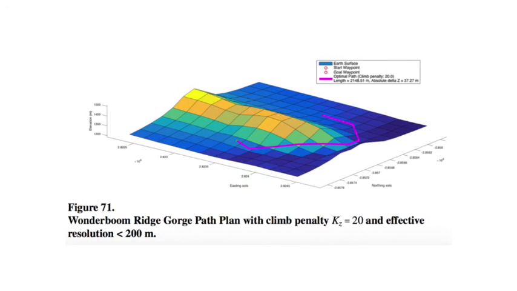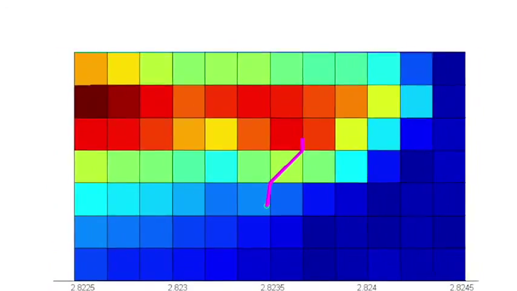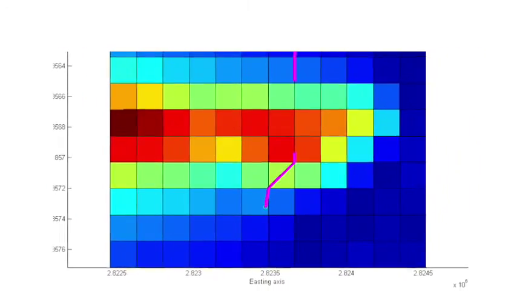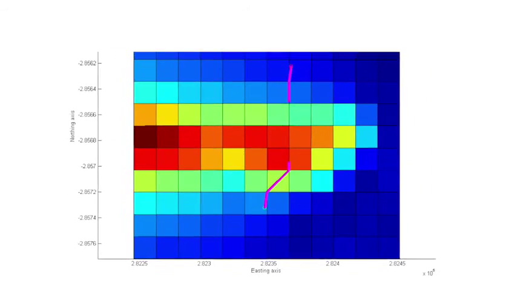Increasing the climb penalty factor KZ from 0 to 20 increased the total path distance by about 62%, but decreased the loss in energy from climb by 76.2%. So the first path shows a path plan that simply takes the UAV straight over the ridge for the shortest path. The total change in altitude is 156 meters.